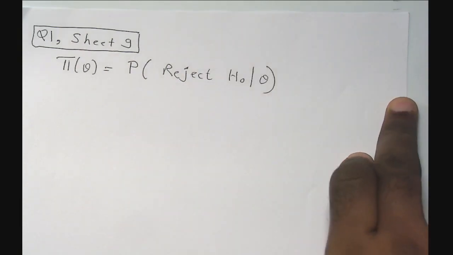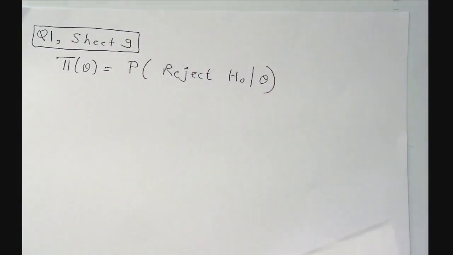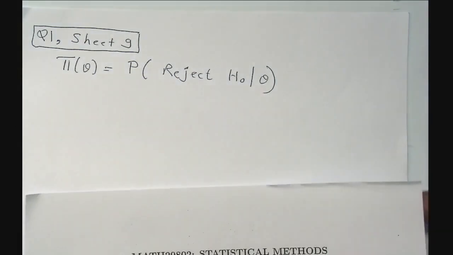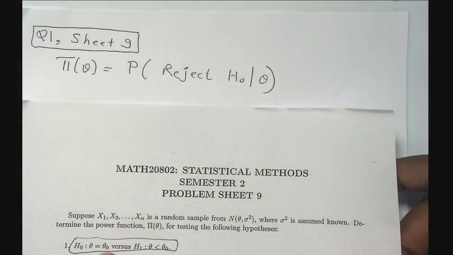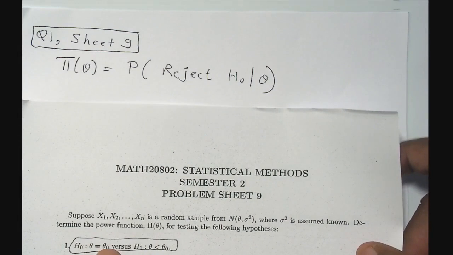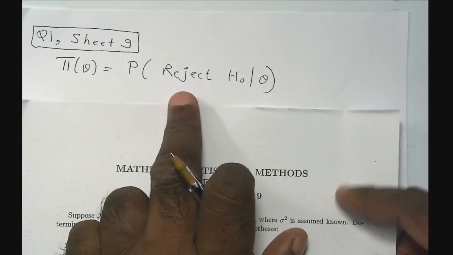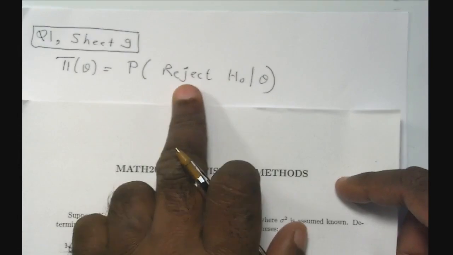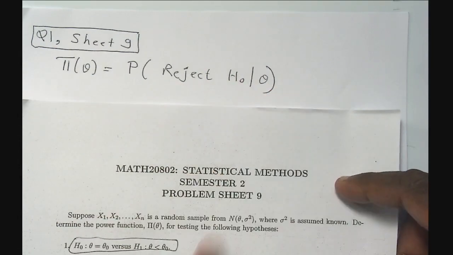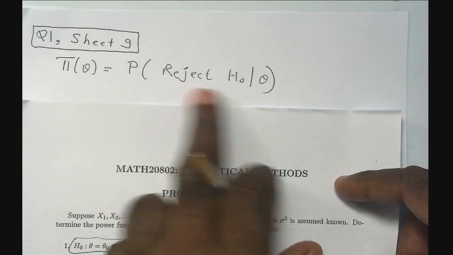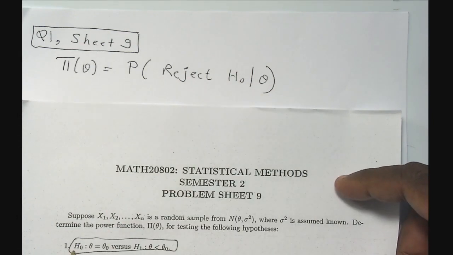Alright guys, I know some of you have already done this question. So let's look at question 1, which is to find the power function for this hypothesis. Now, as you know, the power function is defined as the probability of rejecting the null hypothesis given theta. So what you need to figure out is the rule for rejecting the null hypothesis corresponding to this.